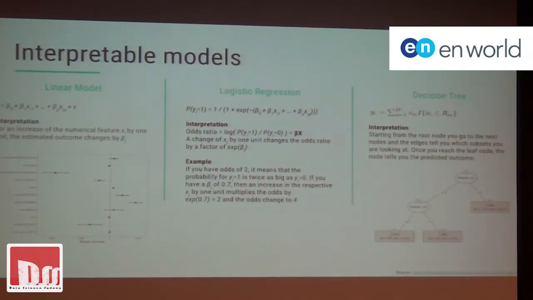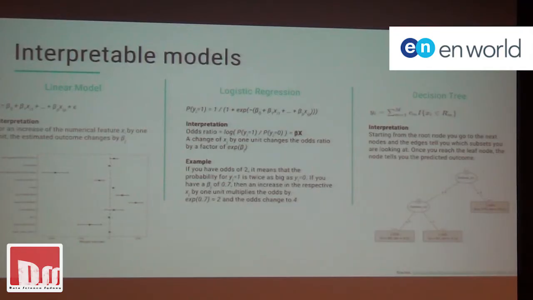Linear regressions, linear models. The interpretability side of it is, as I've mentioned before, for an increase in the numerical feature by 1 unit, the outcome changes by the coefficient. Similarly, for logistic regression, of course assuming a linear function, we look at something called the odds ratio, but it's a very similar interpretation. All that's happened is you've squeezed this into a logit function.